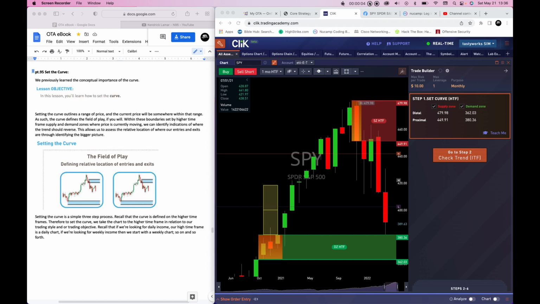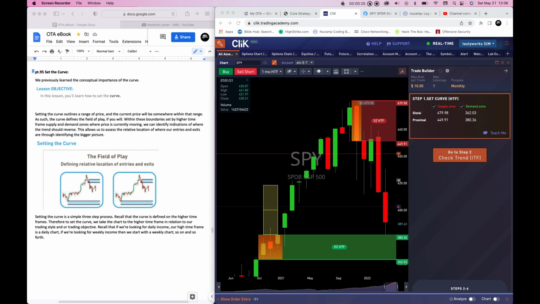We previously learned the conceptual importance of the curve. In this lesson, you'll learn how to set the curve. Setting the curve outlines a range of price, and the current price will be somewhere within that range. As such, the curve defines the field of play, if you will.